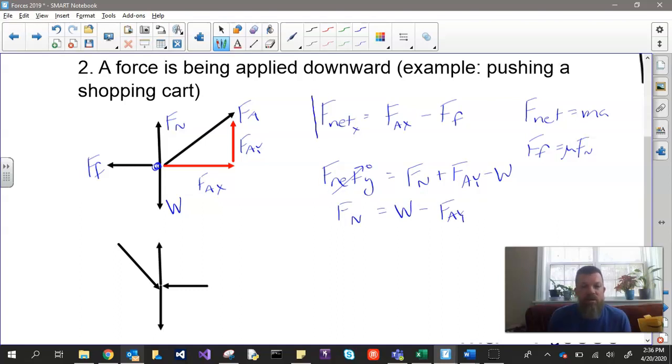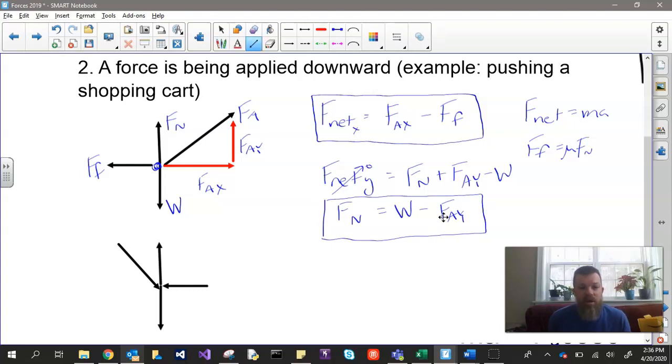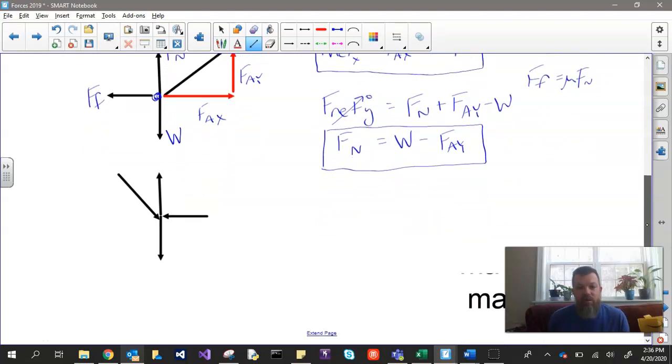And these two equations are the key. So still Fnet in the x direction, Fnet in the y direction now, but the normal force equals weight minus the force in the y direction. That's for objects moving with an upward or at the upward angle.